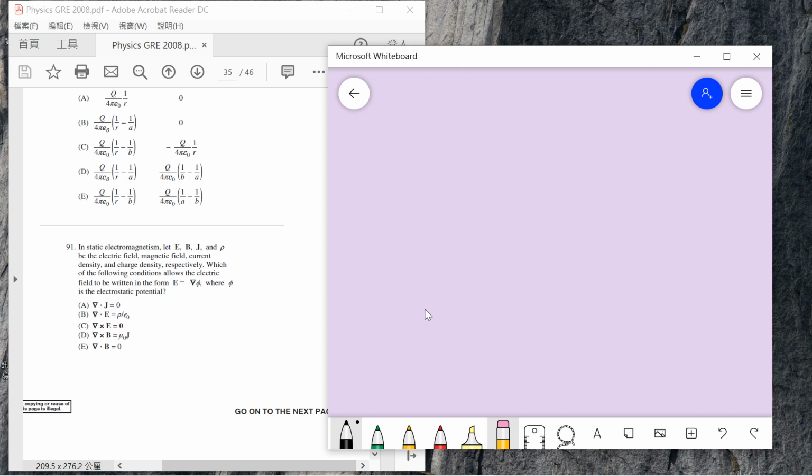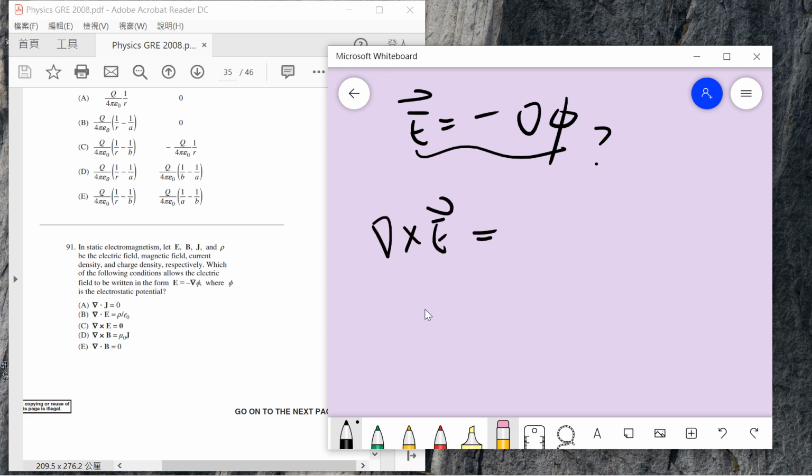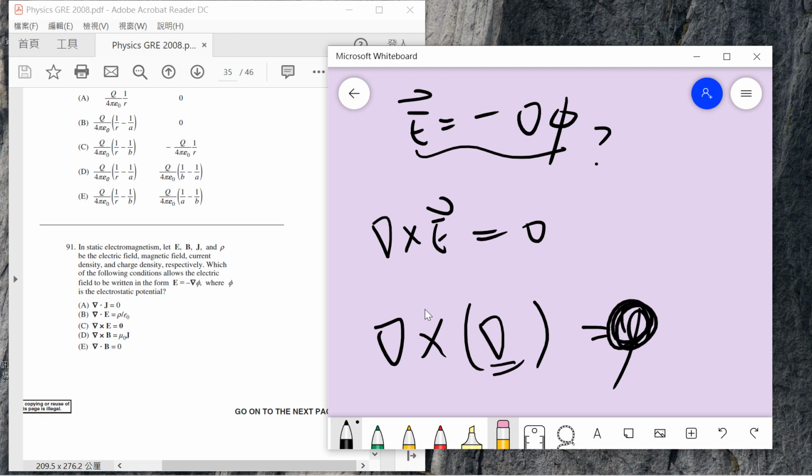91 basically asks about the common sense of Maxwell's equations. I guess you already know what the divergence of E equals rho means. Which of the following conditions allows us to write this? I think it's the last one, right? Because the curl of the gradient is 0, so you can at least locally write E equal to this. So the answer is C. This is just common sense, nothing special.